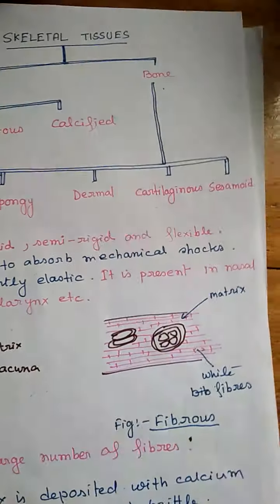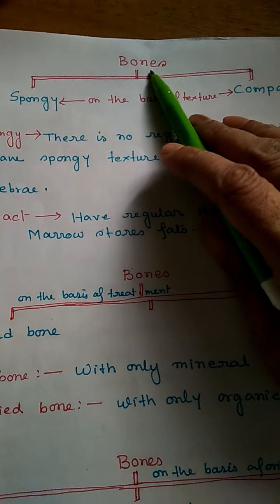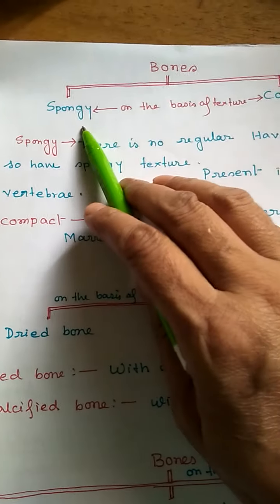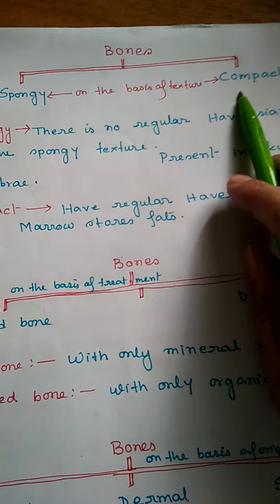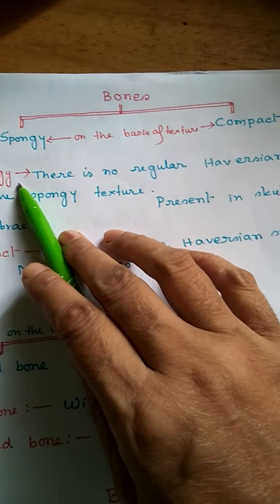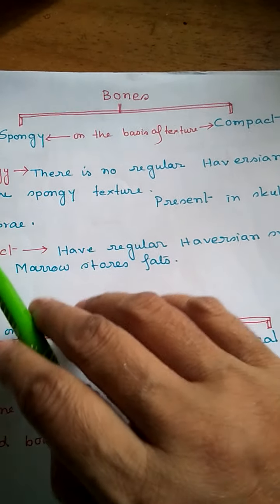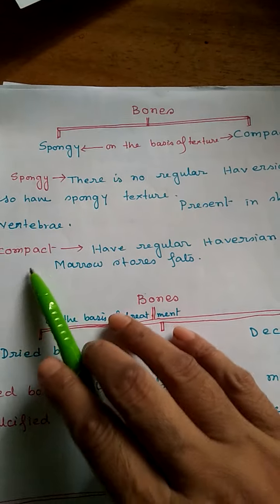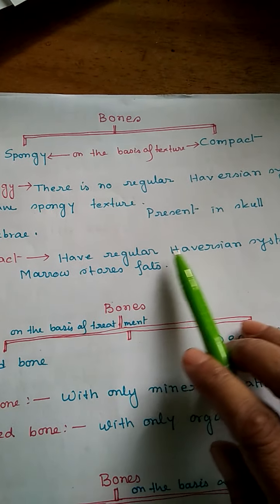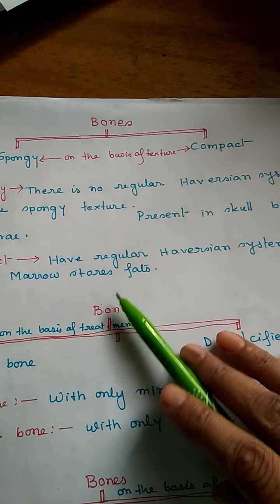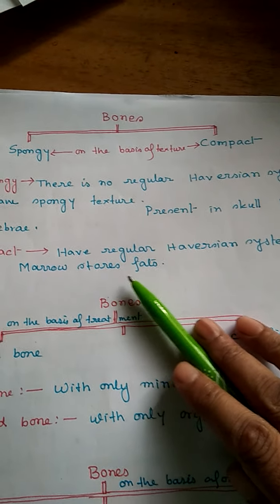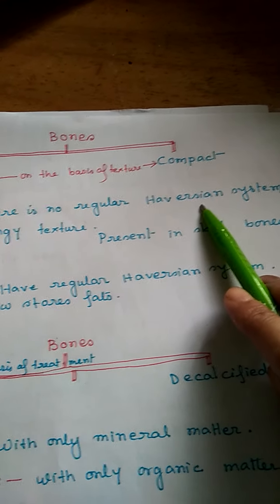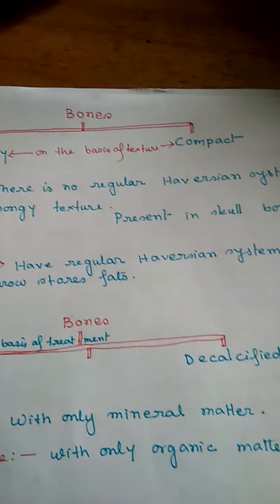Now let me start about the bone. In case of the bone, on the basis of their structure, they are compact and spongy. The term itself defines that in case of the spongy, there is no regular Haversian system, so it has a spongy structure and is present in the skull. But in case of the compact one, they have a regular Haversian system and it is present in the bone marrow and stores fat. So it is a kind of tissue whose cells are compactly arranged.